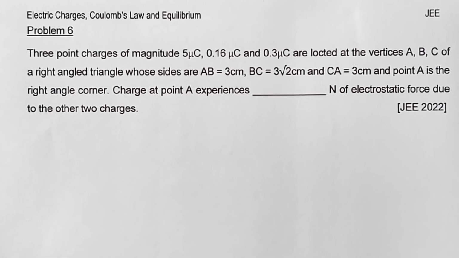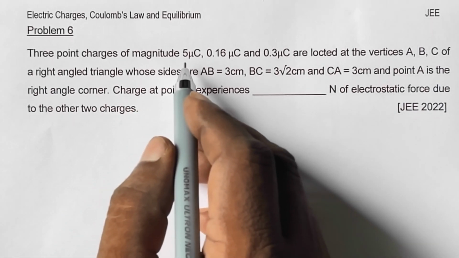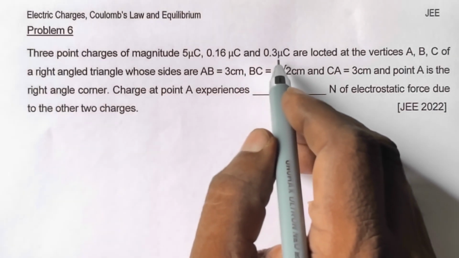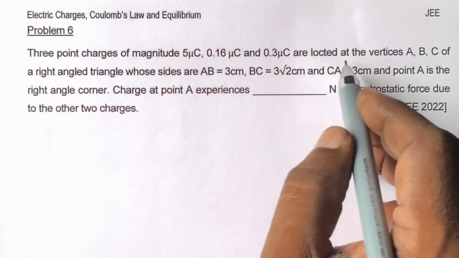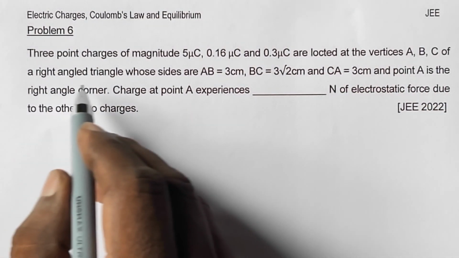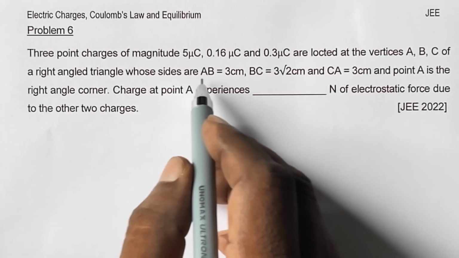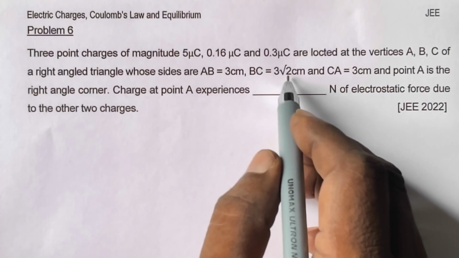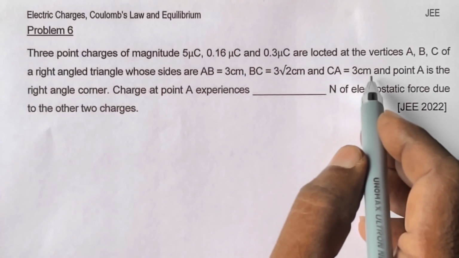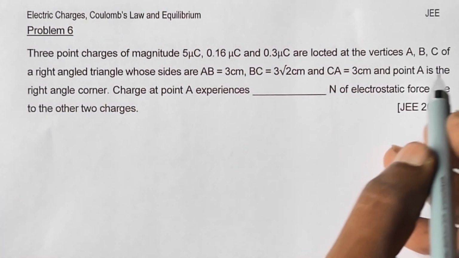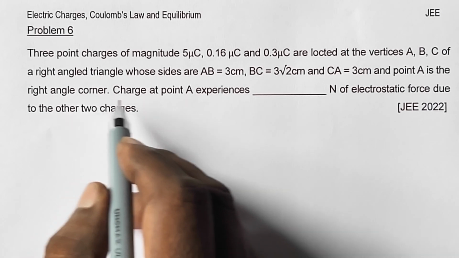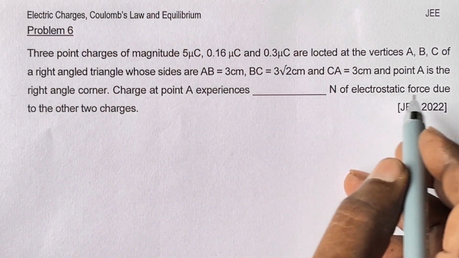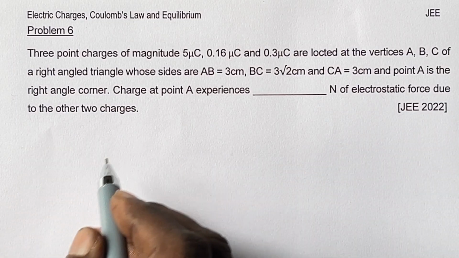In this problem, 3 point charges of magnitude 5 microcoulomb, 0.16 microcoulomb and 0.3 microcoulomb are located at the vertices ABC of a right angle triangle, whose sides are AB is equal to 3 cm, BC is equal to 3 root 2 cm and CA 3 cm. And point A is the right angle corner. Charge at point A experiences dash newtons of electrostatic force due to the other two charges.